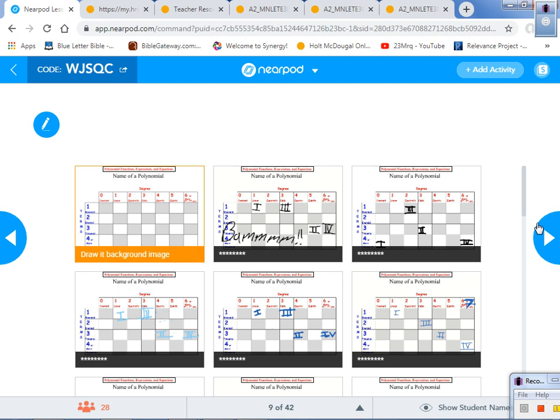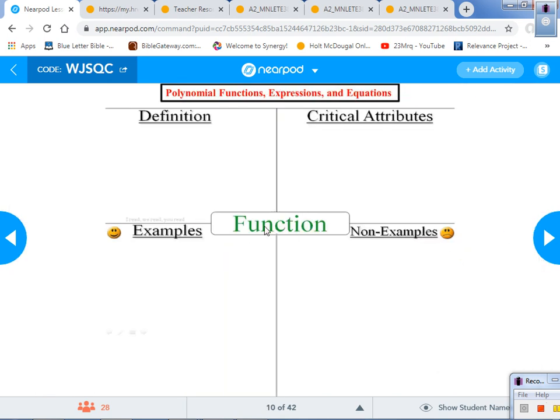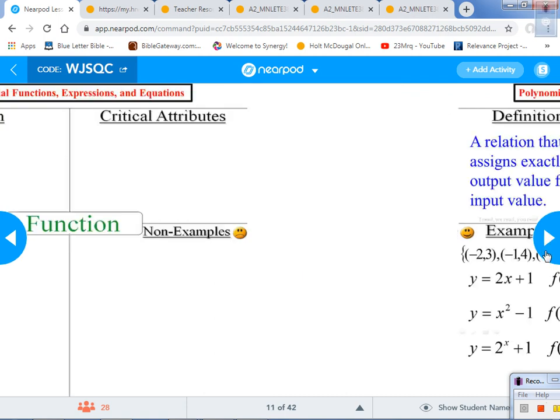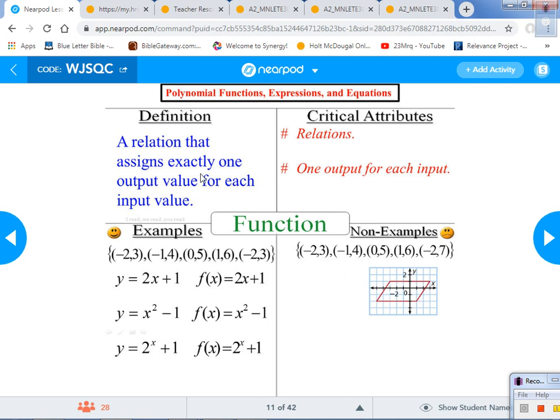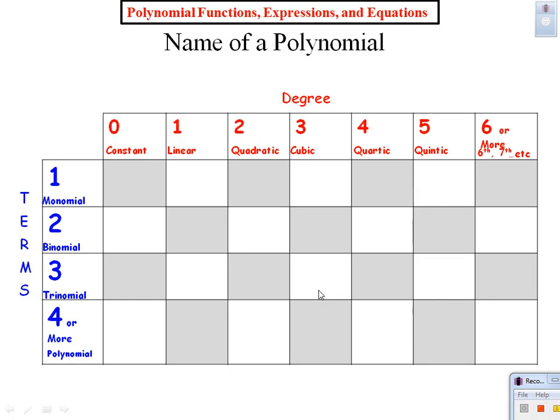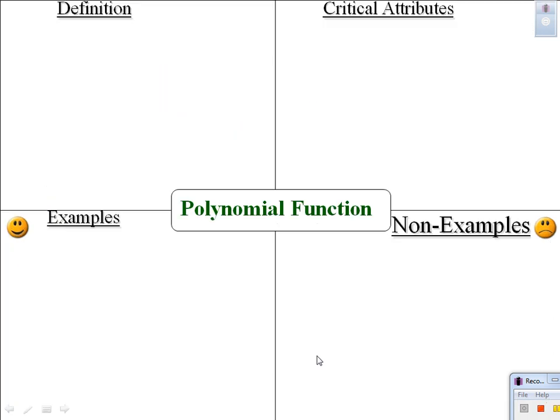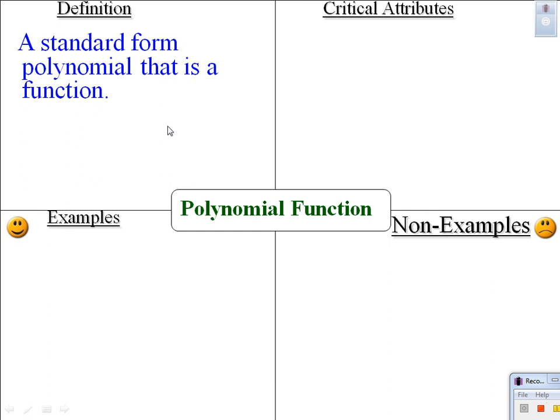So, now that we know what polynomials are, we also know what functions are. Can you hear the definition for functions, please? A relation that has exactly one output for each input. Okay. So, think about the definition for a polynomial function. Now that we know what a polynomial is, we know what a function is, here goes the definition for a polynomial function. A standard form polynomial that is a function.